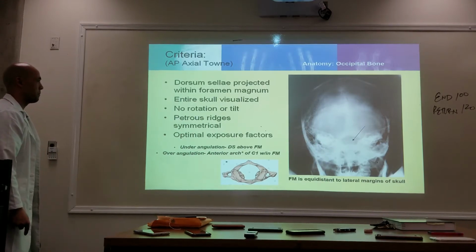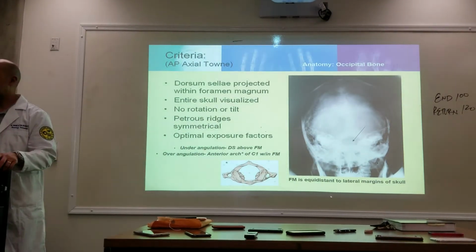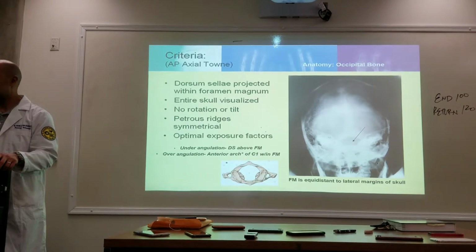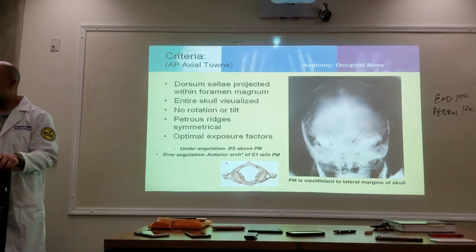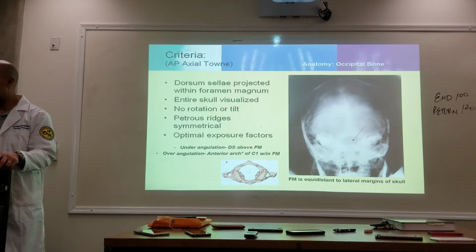Could you show again the petrous ridges? It's not the wings, right? You should look lower, below them. This is it right here. This is the petrous ridges right here. So this is the entire petrous portion. This is the ridge, this is the ridge, and this is the portion. Thank you. You're welcome.